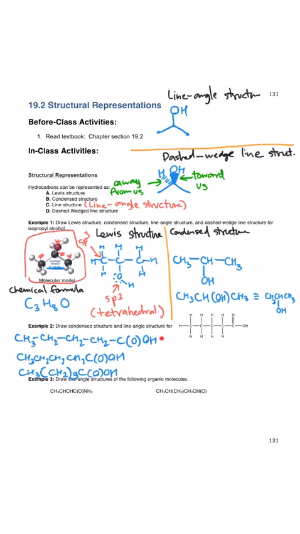You can condense like this, or you can condense all the way to the most condensed form, which is this structure right here. Any of these would be the correct condensed structure. The next part is the line angle structure. For the line angle structure, I'm going to start with the carbon. The first carbon and the second carbon contain one single bond. So I'm going to start with that.